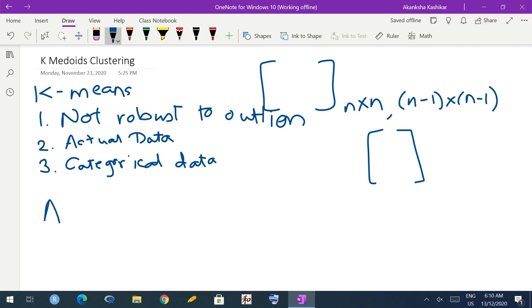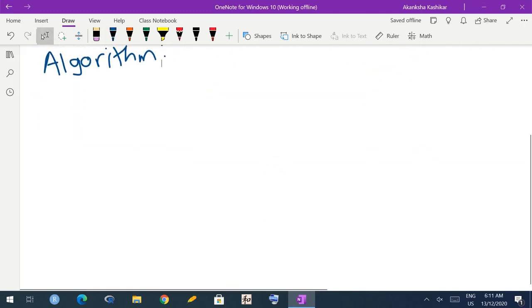Okay, so algorithm for K-Medoids clustering. Just like K-means, initially the first step is we have to fix K, how many groups we want. Okay, now what are Medoids? Medoids are again like seeds. The only difference is Medoids have to be part of the data, whereas in K-means our means or seeds need not be part of data.